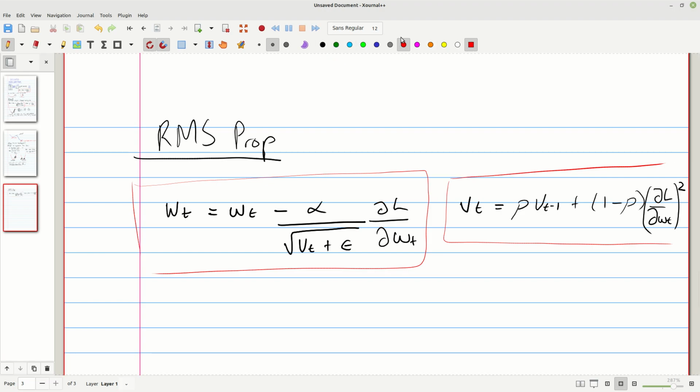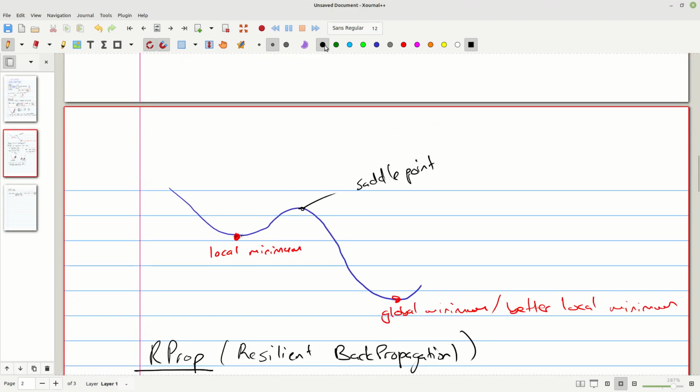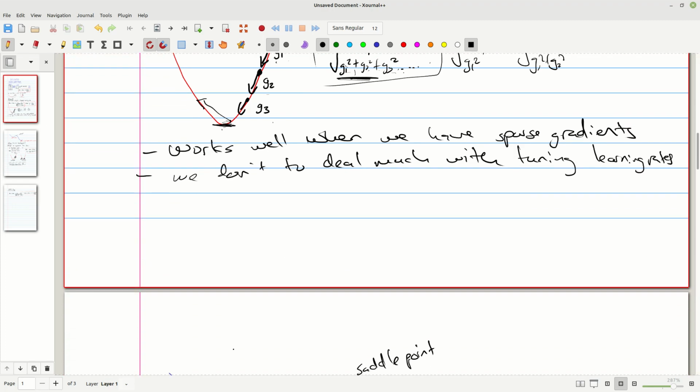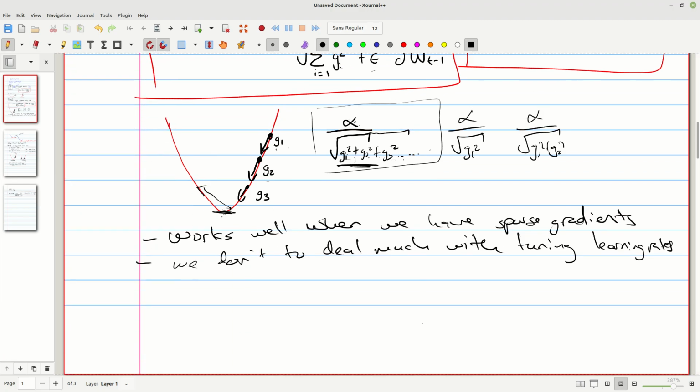Okay, so as you can see, this actually helps us to forget earlier partial derivative values and focus on the most recently seen shapes of the search space. And why do we say that? Because one of the problems with Adagrad, as we saw, was that we're accumulating all of the gradients that we saw since the beginning, right? Because we're computing G1, G2, G3 squared, and so on.